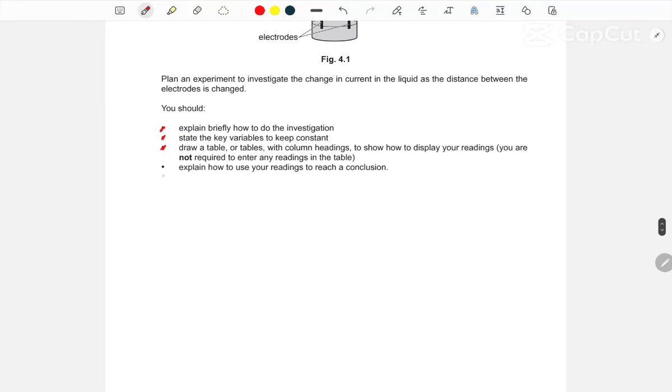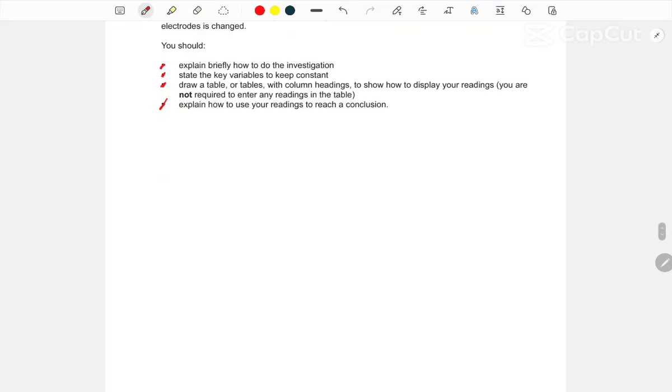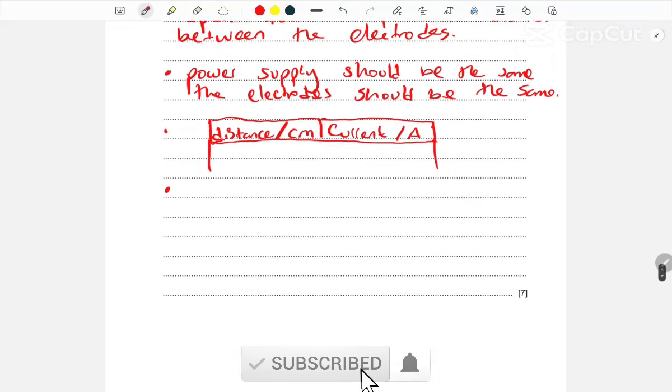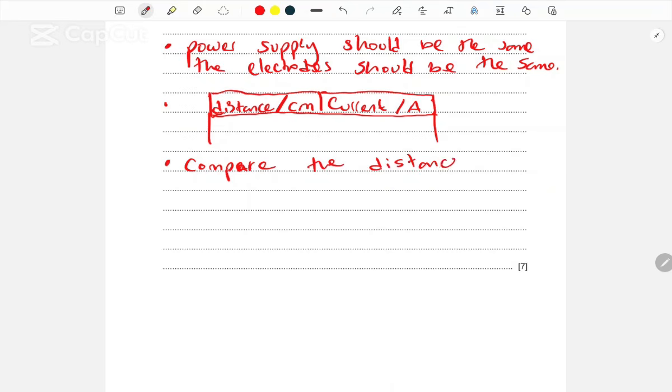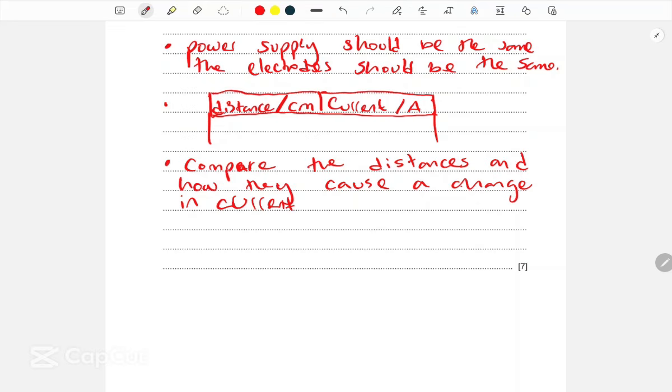And then finally, explain how to use your readings to reach a conclusion. So what we need to do is we compare the results, or compare the distances and how they cause a change in current. So we just have to see how the change in distance brings a change in current.